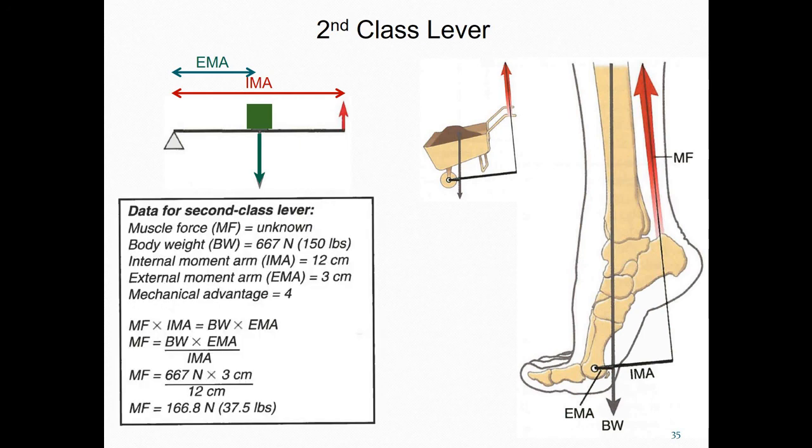We can see in the data box here that the mechanical advantage is calculated to be 4. A mechanical advantage that is greater than 1 means that a small muscle force can be used to counterbalance a large weight. The pull of gravity on the mass of the body, here 150 pounds in this example, generates a 667 Newton external force. With this mechanical advantage, we can hold up the body using only 167 newtons of muscle force. This is obviously the key functional benefit of this kind of lever.